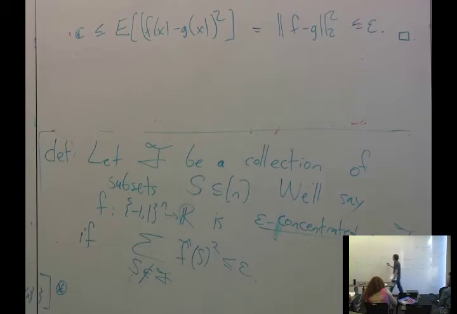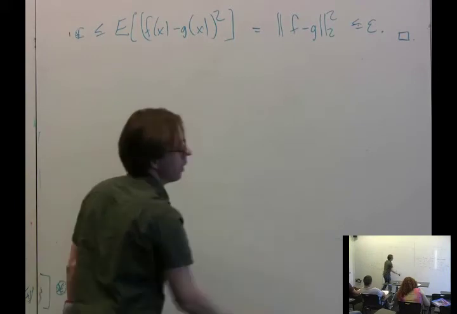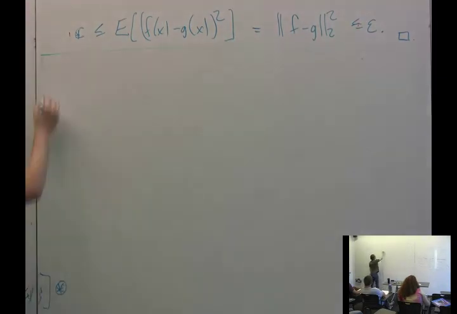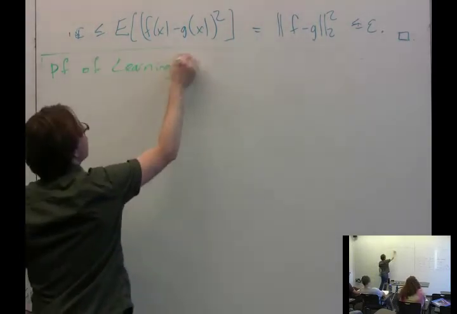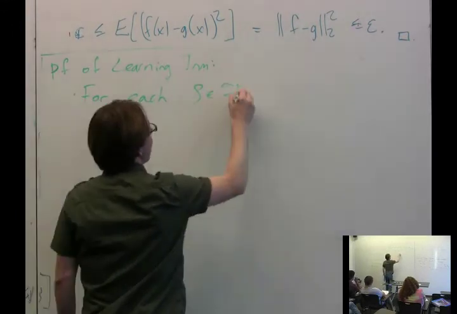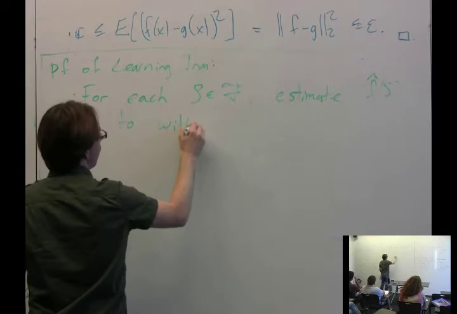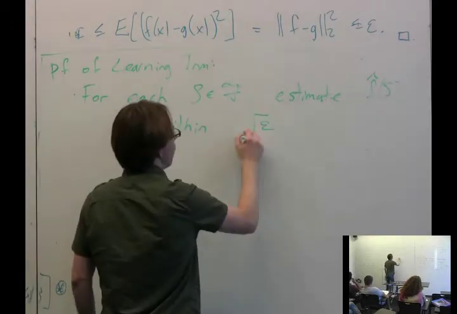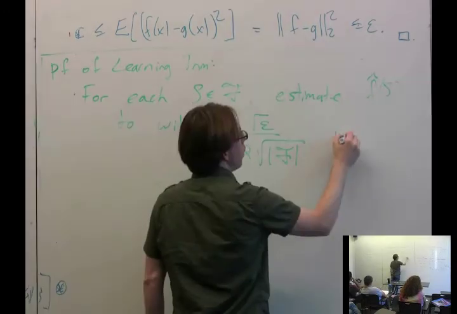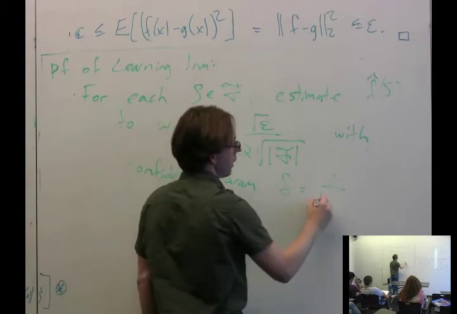OK, so now we're ready to prove this theorem and put it together. And the algorithm is just what I said. Estimate all the Fourier coefficients really closely, and then output the sign of your approximation of the Fourier expansion. So what the algorithm will do is, for each s in script f, estimate f hat s to within root epsilon over 2 times the square root of the cardinality of script f, so quite a small number, with the confidence parameter delta equals 1 over 10 times the cardinality of f.